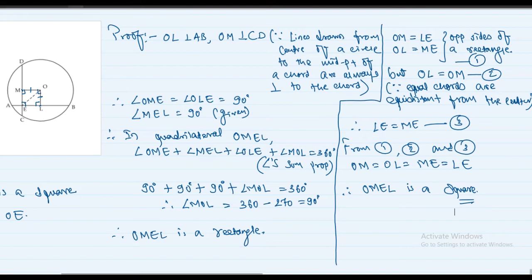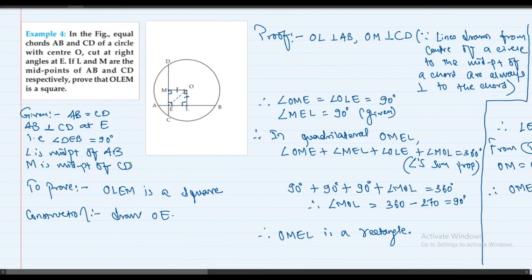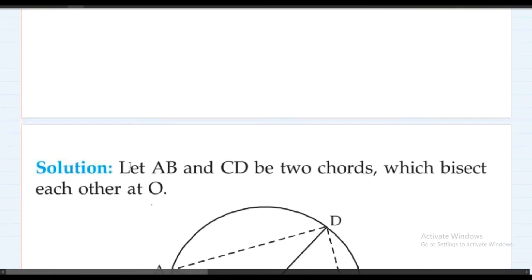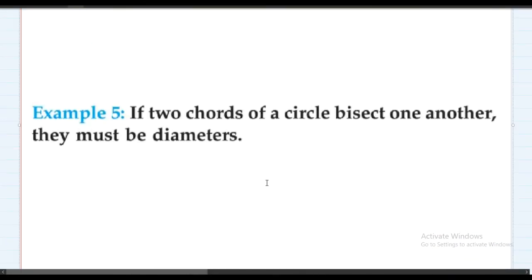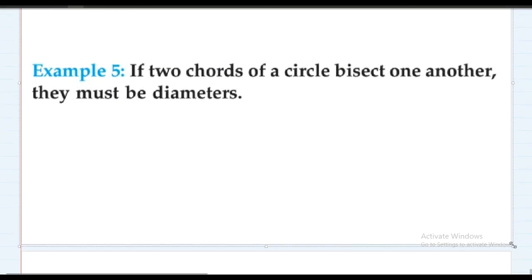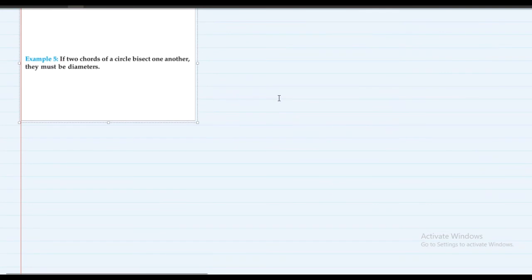Okay, so this is how you prove this particular question. Example number 4 is done. Let's go to the next example. If two chords of a circle bisect one another, they must be diameters. Wow, very nice question. Let's draw the figure.